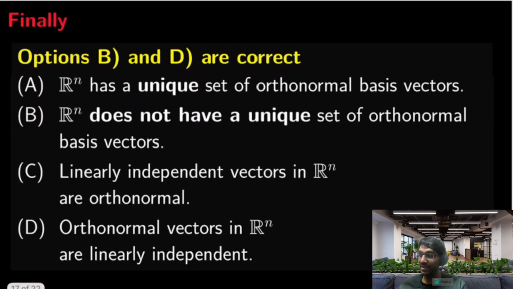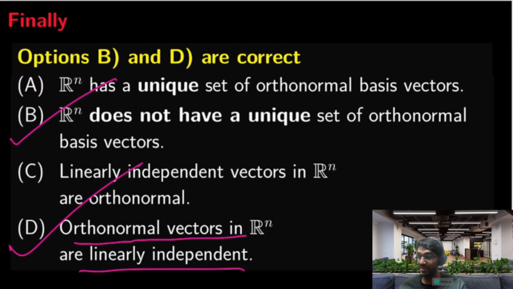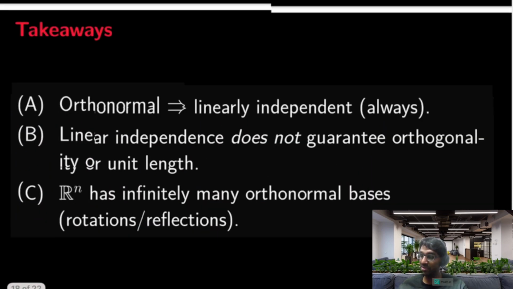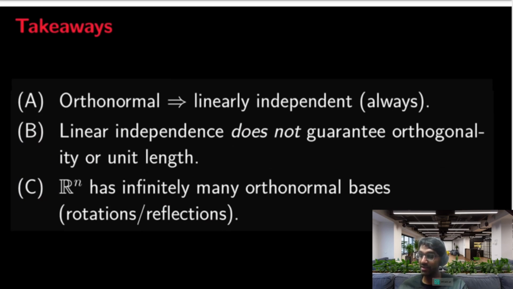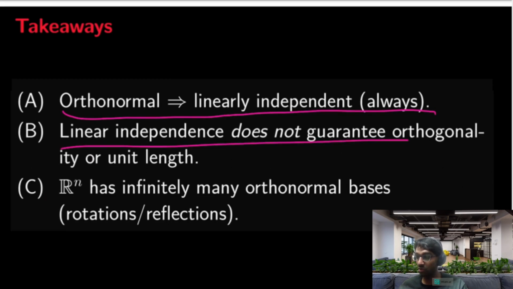So we see that in the options A, B, C, and D, only B and D are correct. That is, Rn does not have a unique set of orthonormal basis vectors because it has infinitely many. And similarly, orthonormal vectors in Rn are linearly independent and not vice versa. That is, linearly independent vectors are not necessarily orthonormal. So we have this set of takeaways: orthonormality implies linear independence always. Linear independence does not guarantee orthogonality or unit length.